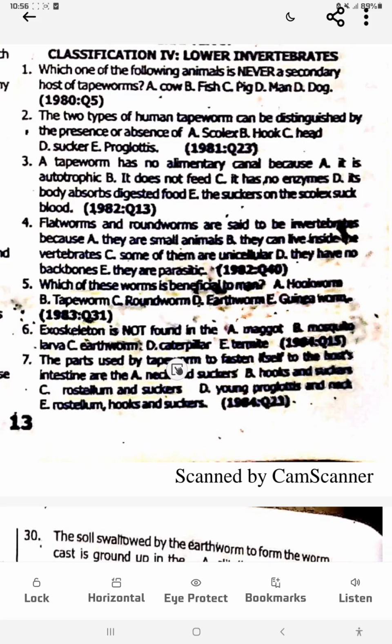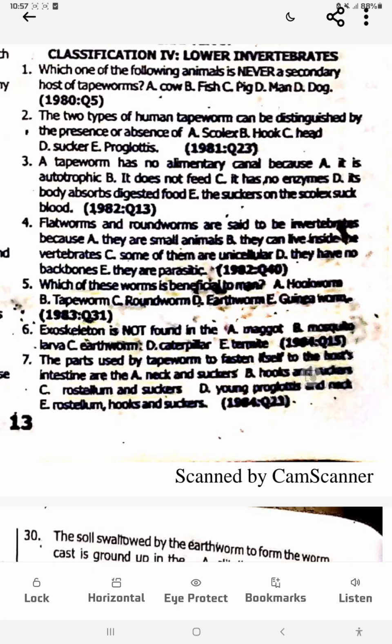Number 7, the part used by tapeworm. Don't forget, we say tapeworm is a roundworm, a nematode, sorry. The part used by tapeworm to fasten itself to its host intestine. Which part does the tapeworm use to join the host intestine? Option B, hooks and suckers. We touched on it for number 2.